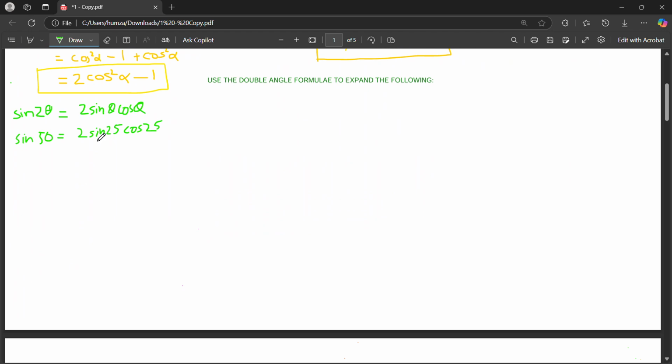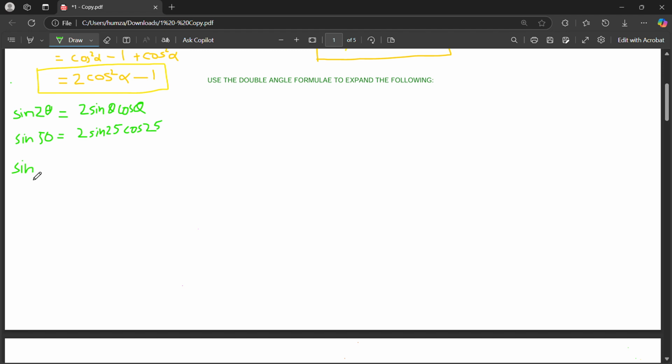So please note why we got 25 and 25, right? This is for the double angle 2 theta, sin 2 theta. That's why we say 2 sin theta and cos theta. Now here instead of the double angle, they just gave us the value 50, which means we are going to divide this by 2. So this is 2 sin 25 cos 25. That's why I wrote 25 and not 2 sin 50 cos 50. That will be wrong.